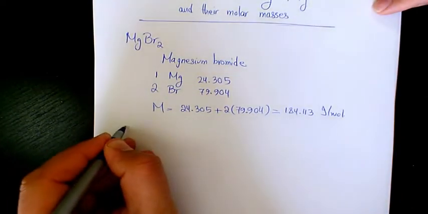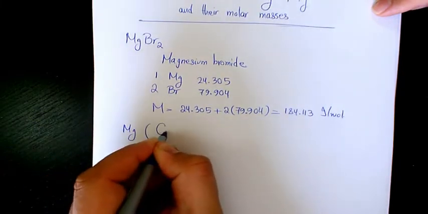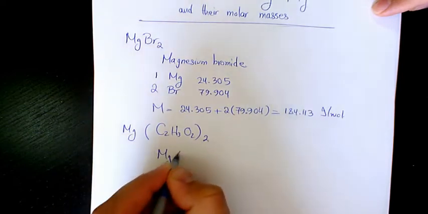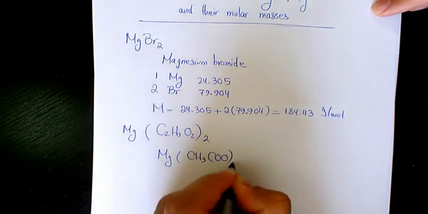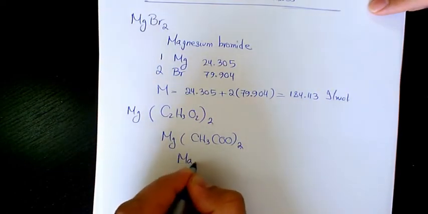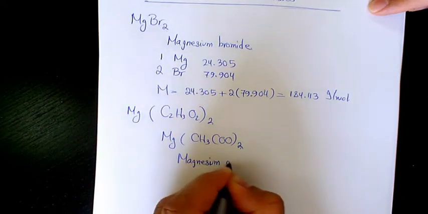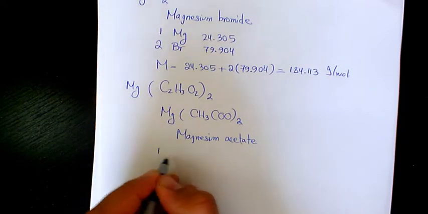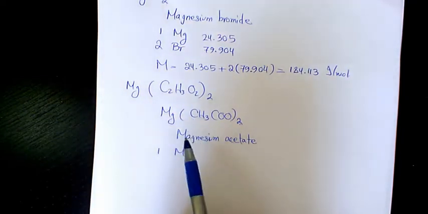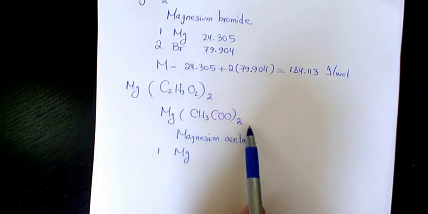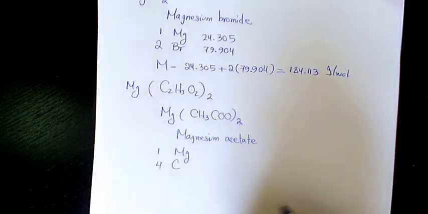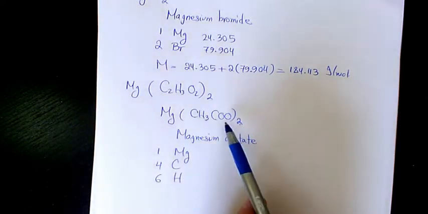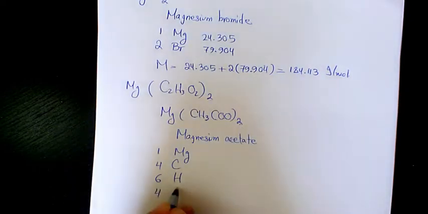Next one is Mg(C2H3O2)2, or you can write it also in terms of Mg(CH3COO)2, and that's called magnesium acetate. And we have 1 atom of magnesium. What about carbon? We have 1 and 1, 2 times 2, we have 4 atoms of carbon. Hydrogen, we have 3 times 2, 6 hydrogen atoms. And oxygen, we have 2 times 2, 4 oxygen.